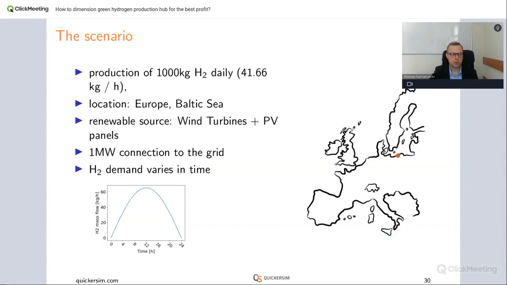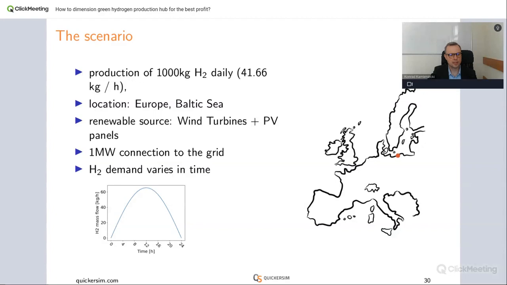And we assume that we are going to use wind turbines and photovoltaic panels. We also have a limited connection with the grid. The limit is 1 megawatt, so we cannot send bigger power than 1 megawatt to the grid or buy bigger power than 1 megawatt. And the hydrogen demand is not constant.